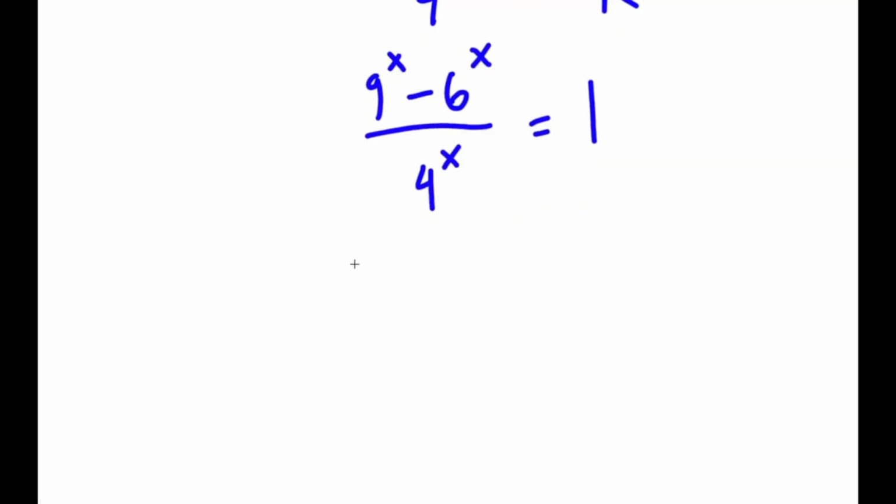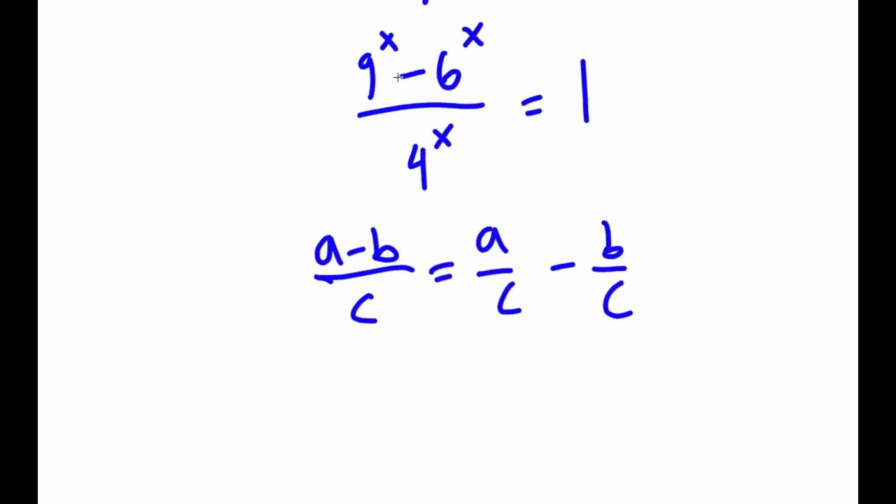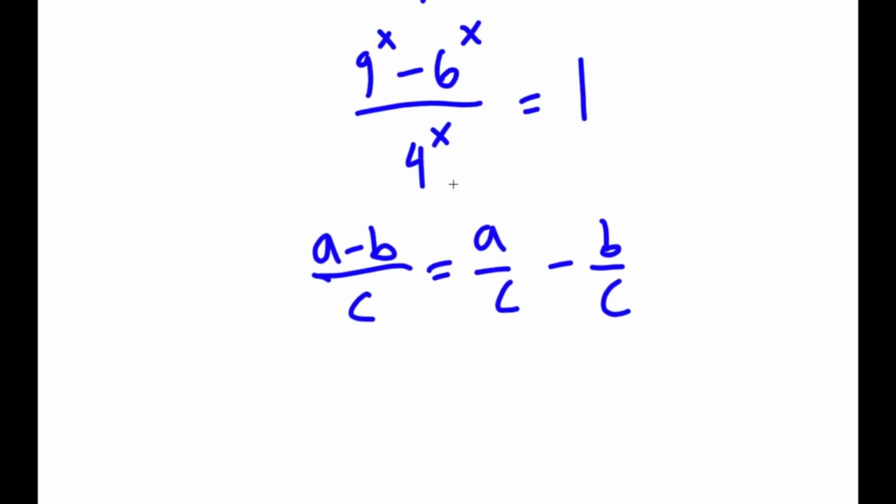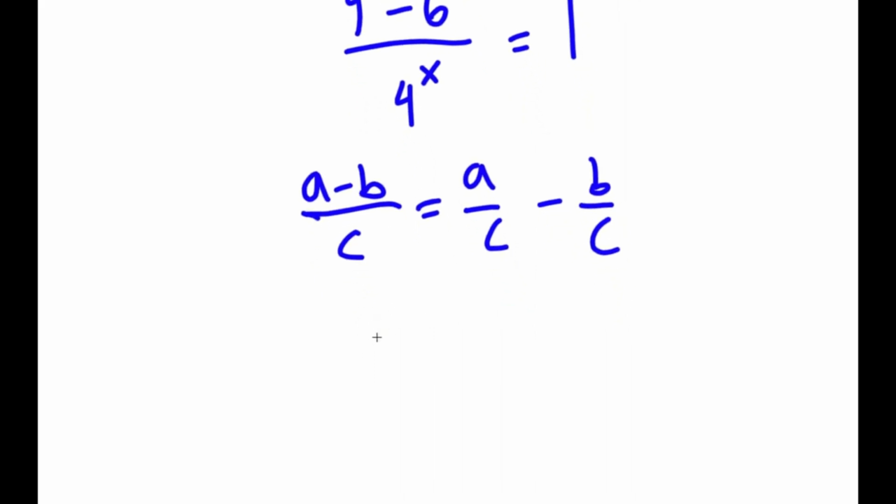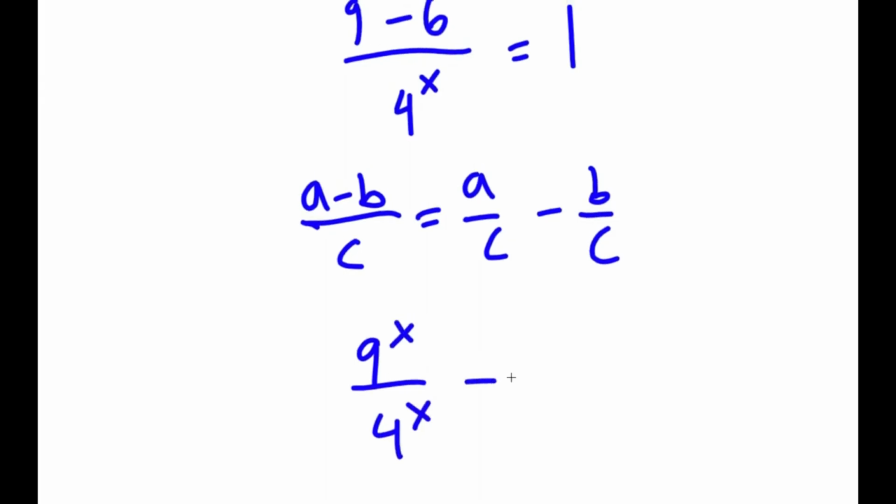Now, if I have something in the form a minus b over c, this can be written as a over c minus b over c. So 9 to the power of x minus 6 to the power of x over 4 to the power of x can be written as 9 to the power of x over 4 to the power of x minus 6 to the power of x over 4 to the power of x. This is equal to 1.